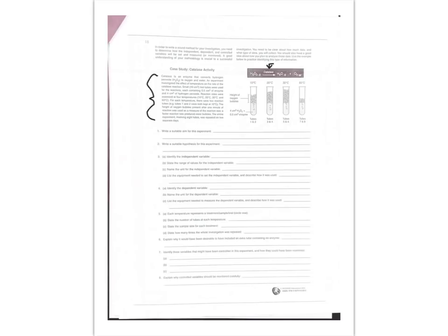So the next thing is, write a suitable hypothesis for this experiment. So you might write something like, if the temperature is increased, then the catalase will improve its function. So that's a kind of straightforward little if-then statement. This shouldn't be an issue.